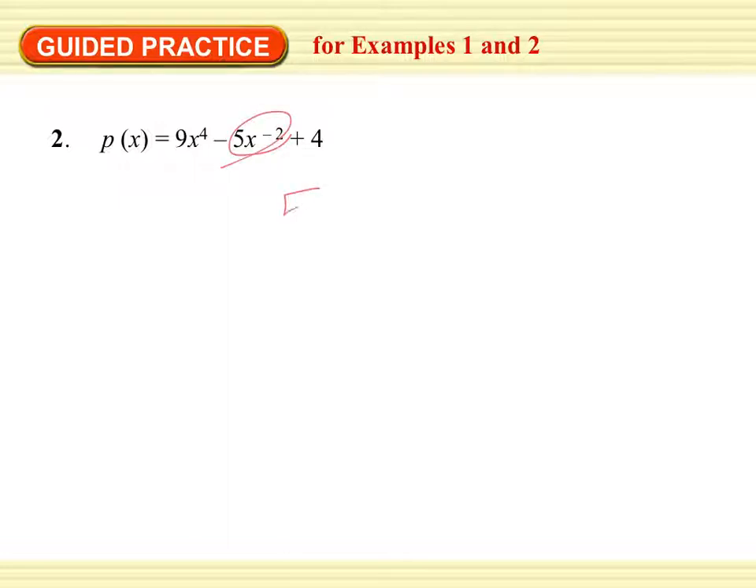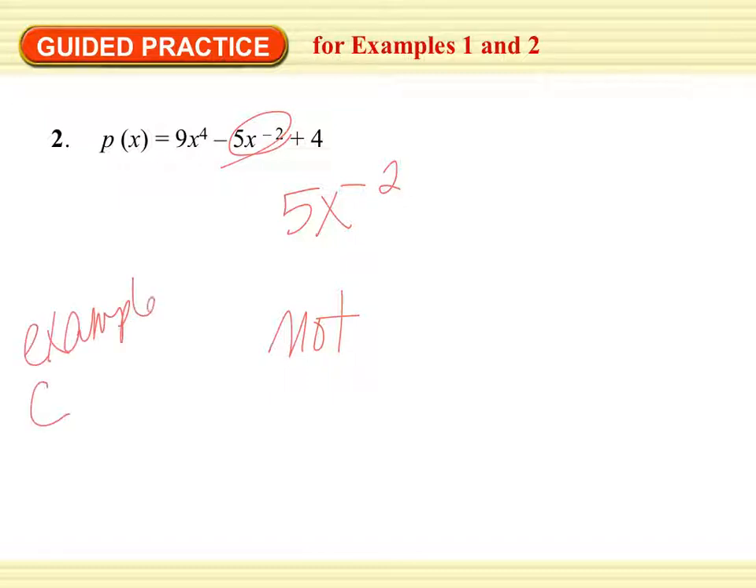That right there is a nope, right? We learned that. Just like the example we did. What example was that? If you look at your notes, that's example C. So example 1C had the same type. So not a polynomial.